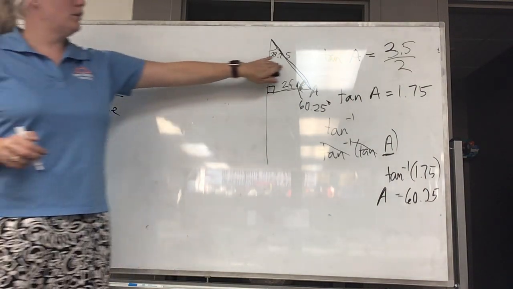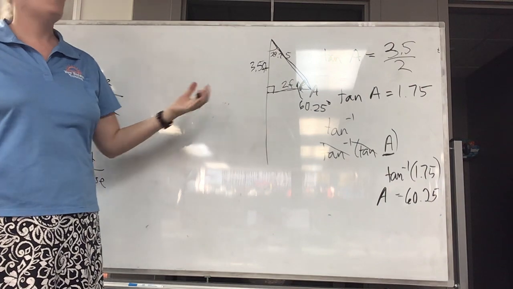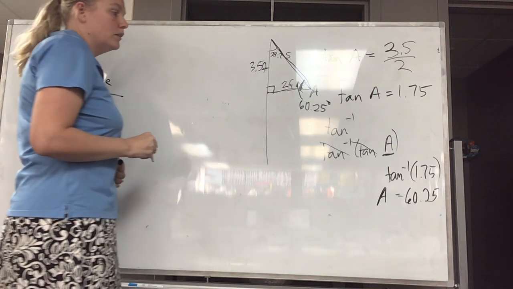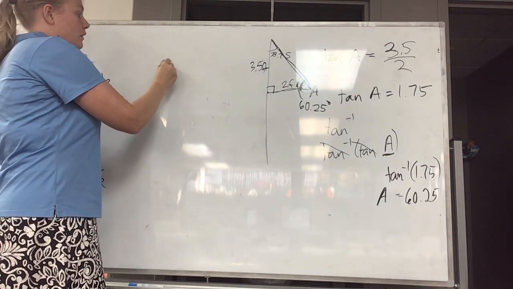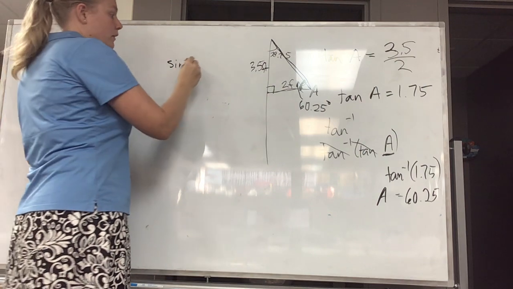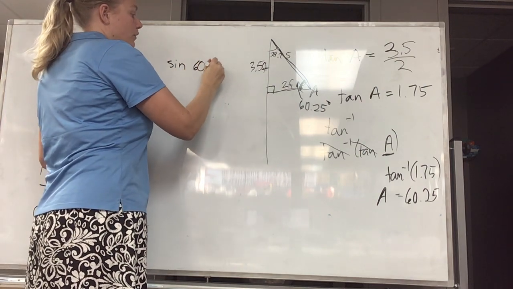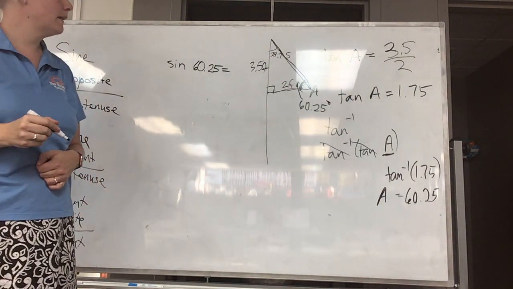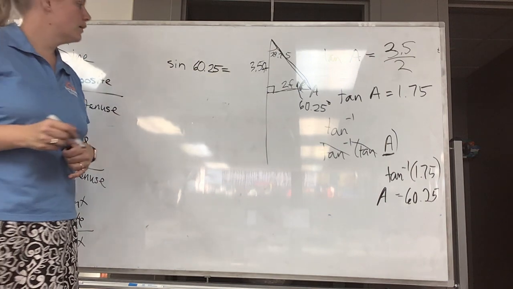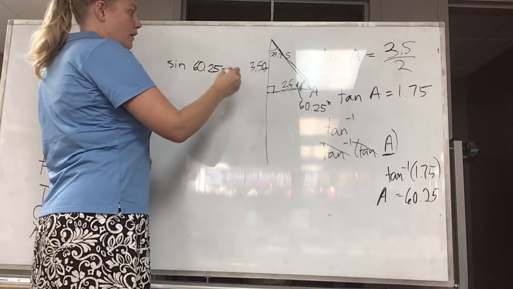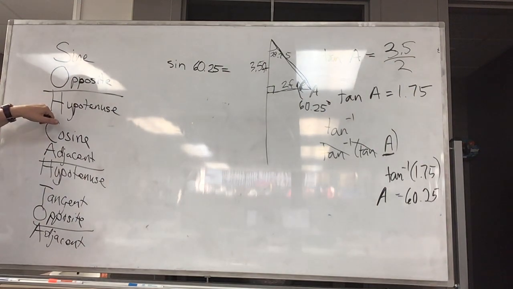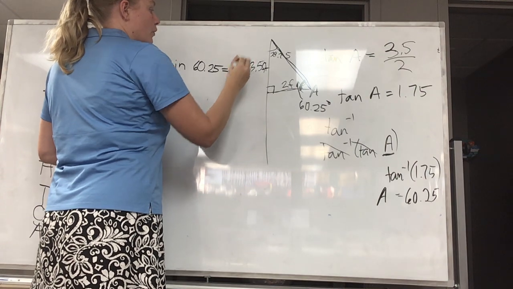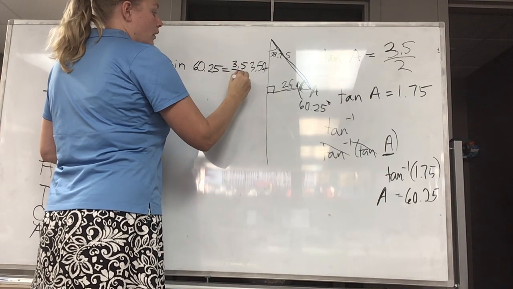Again, to find this length, you could use the Pythagorean theorem, or you could say, well, I found my angle, 60.25, so the sine of 60.25 equals the opposite over the hypotenuse, and it would be 3.5 over the hypotenuse.